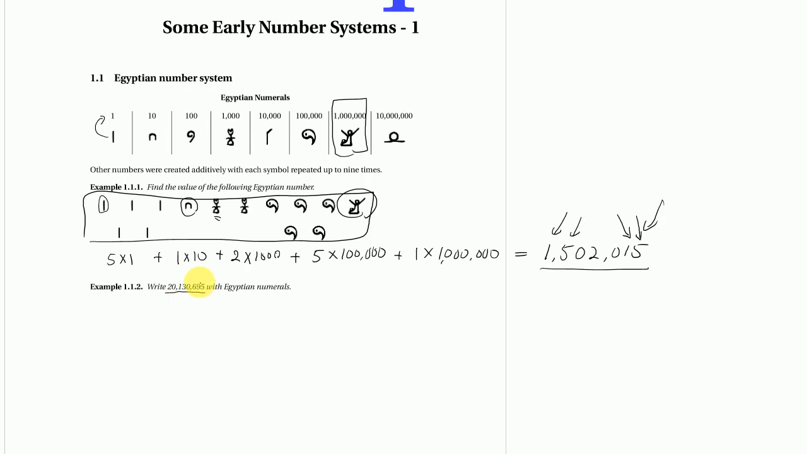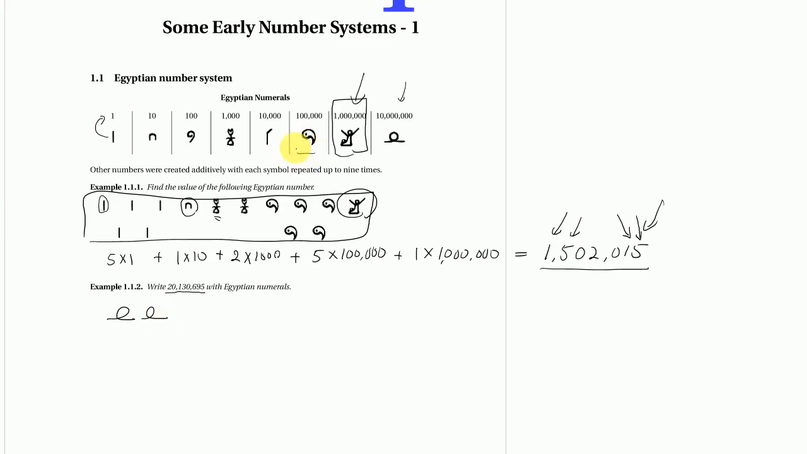Okay, let's do one more in the reverse way. How can we translate this number into Egyptian number symbols? The first one is 20 million. Instead of writing down this symbol 20 times, because there is a symbol for 10 million, for 20 million we only need 2 symbols.